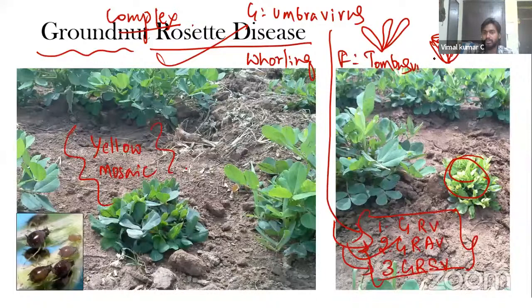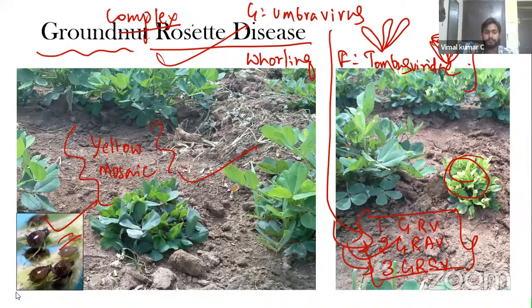Okay, so these are all about the specification of the groundnut rosette disease, and it is transmitted through the aphid. In India it is not seen that much, but in Western Africa and the African continent, it is highly epidemic.